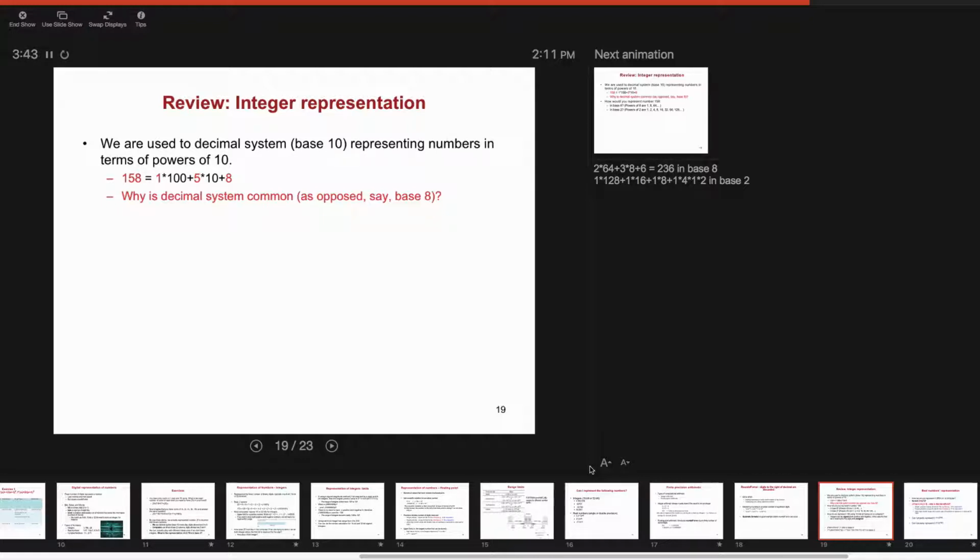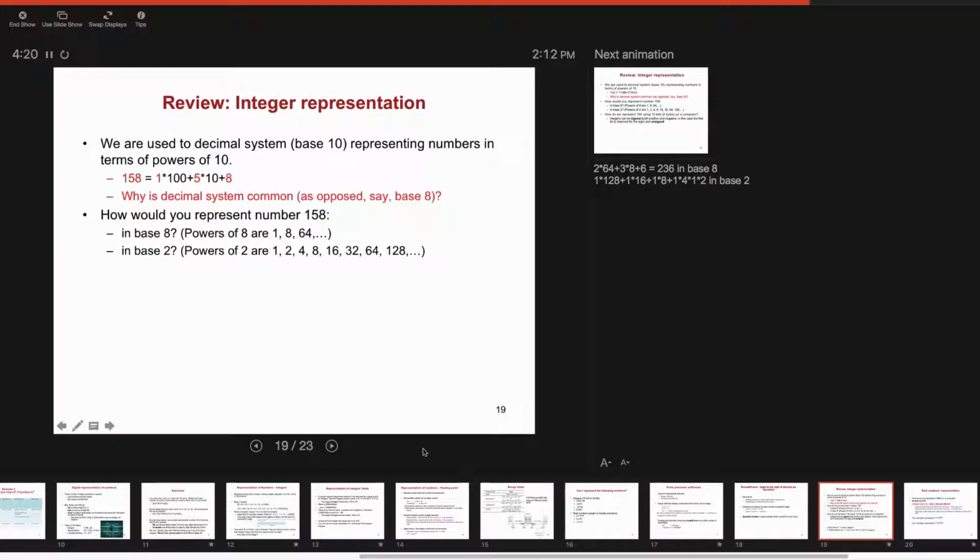What's left is 30. So then I have 128 plus, and then what is the largest power of 8 that fits into 30? Power of 1, which is 8. How many of those? 3 times 8 is 24. Okay, and then what's left is 6, and that's 6 times 1. So what are my digits in base 8? 236.